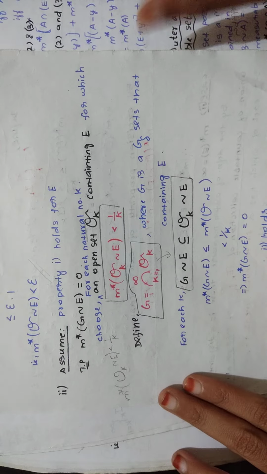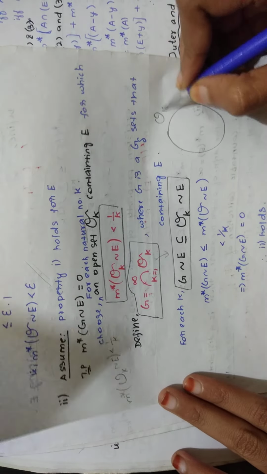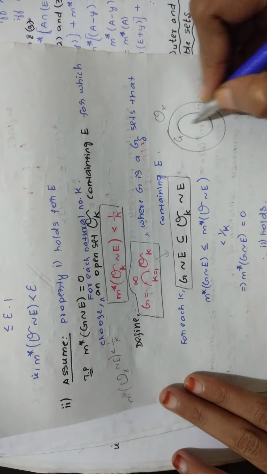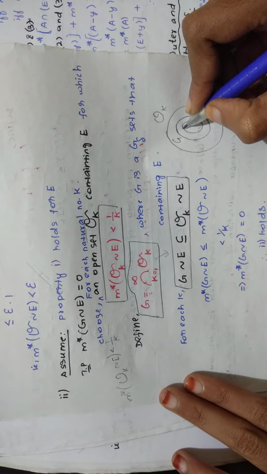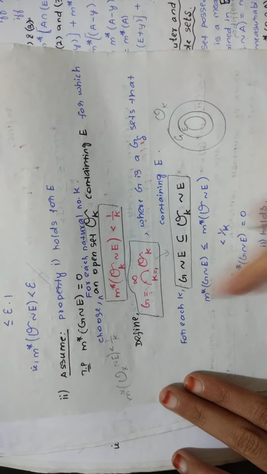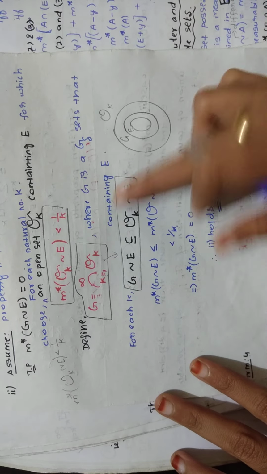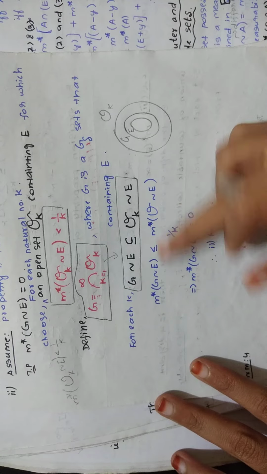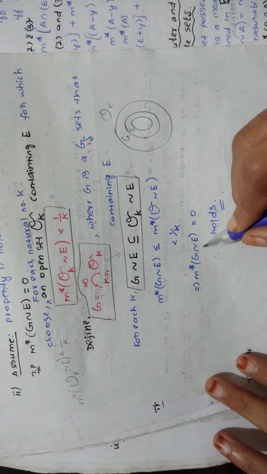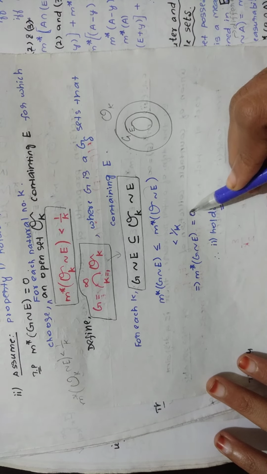I will show you. Imagine this is O_k. Within this O_k you have G. Within this you have E. Is that clear? That is the concept going on within these lines. So G difference E is a subset of this, and you take measure. When you take the measure, in place of this you substitute less than 1 by k. So you will get the measure of G difference E equal to 0.